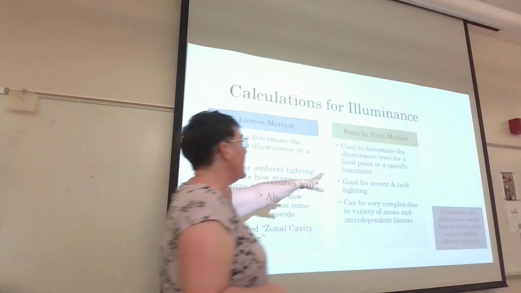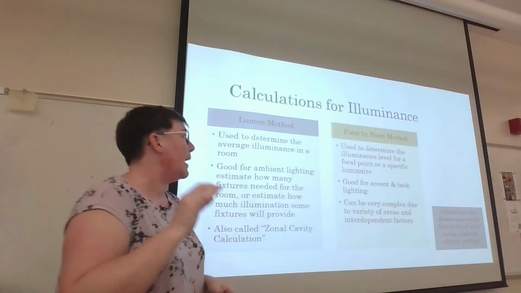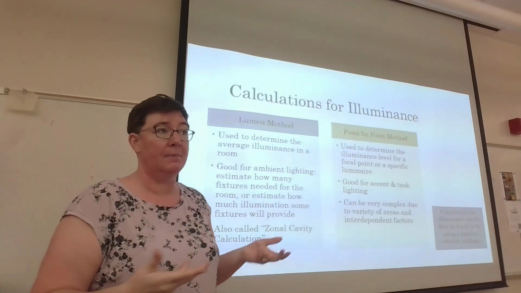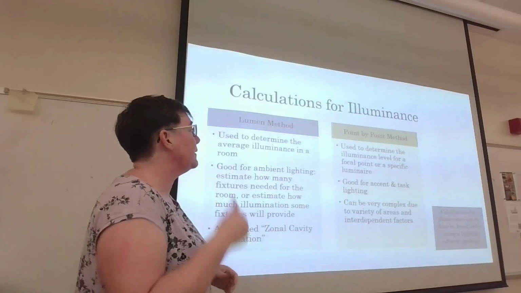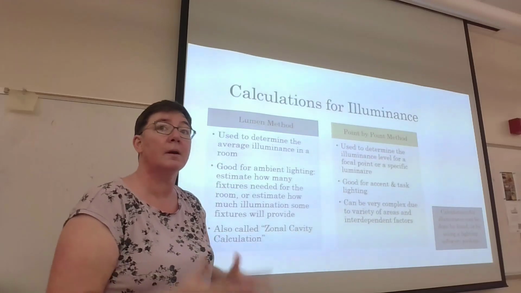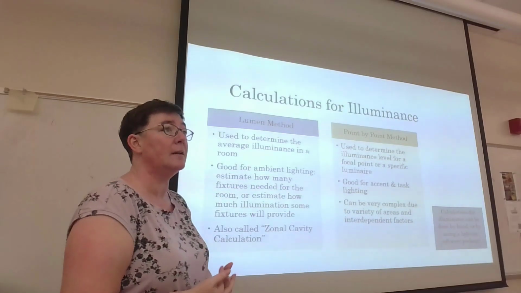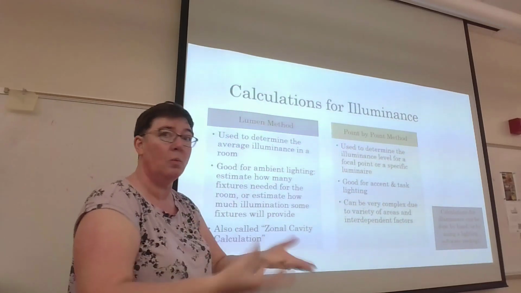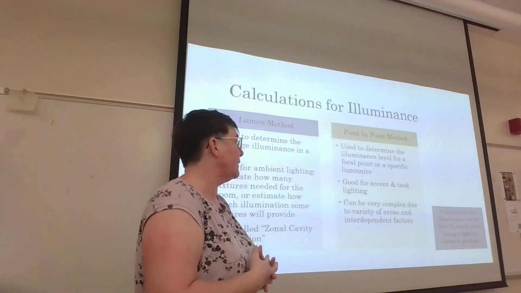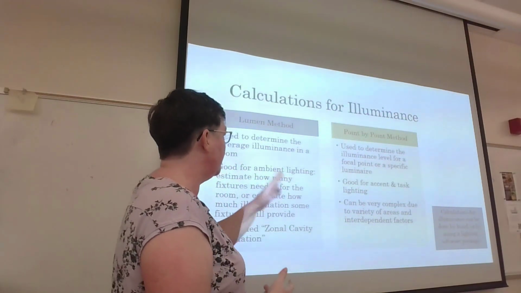The second way is called the point-by-point method, and it's more useful for determining the illuminance level at a specific point, as the name kind of indicates. So we would use this for a specific focal point, like I want this particular artwork lit up appropriately, or a specific luminaire. You've got this one fancy luminaire. What kind of lighting does it provide? The point-by-point method is good for accent and task lighting, not necessarily ambient, but accent and task.